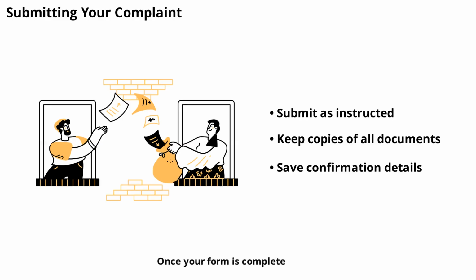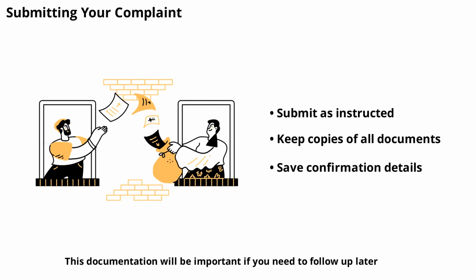Once your form is complete, submit it according to the agency's instructions. This might involve mailing it, delivering it in person, or uploading it online. Keep a copy of everything you submit, including the form and all supporting documents. If you receive a confirmation number or receipt, save it for your records. This documentation will be important if you need to follow up later.